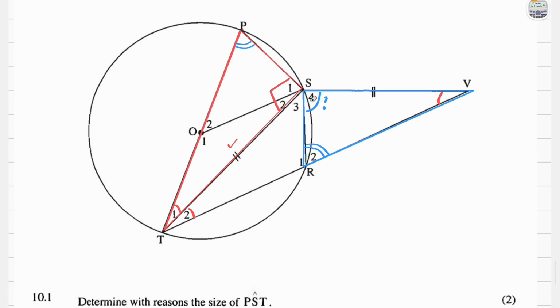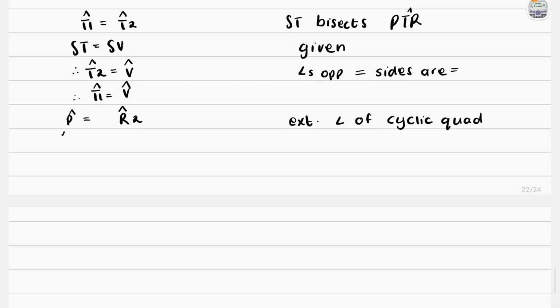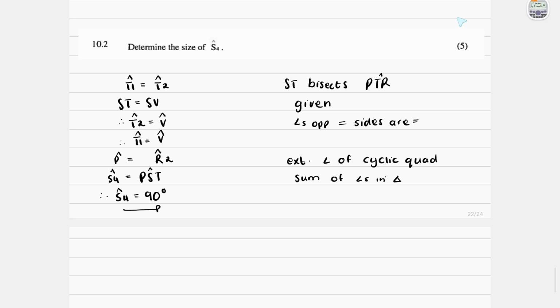Okay, so this means that angle S4 is actually equal to angle PST. So angle S4 is equal to angle PST because of the sum of angles in the triangle. And we know that angle PST was equal to 90 degrees. So therefore, angle S4 is equal to 90 degrees. And that is our answer. Moving on to the next question.